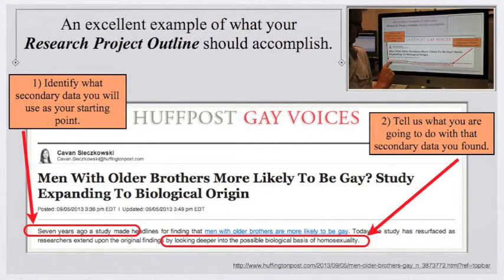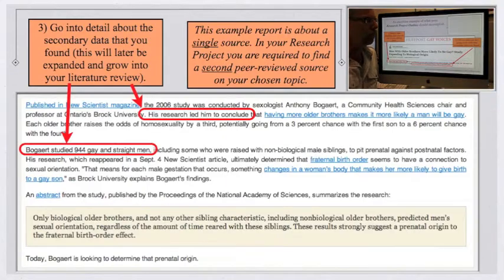So here, 7 years ago, a study made the headlines. So there is a study that was done 7 years ago. That's your starting point. You've got that data as secondary data. Tell us what you are going to do with that secondary data you found. Well, here, by looking deeper into the possible biological basis of homosexuality, what happens with the mother biologically that increases the likelihood that a boy will be gay if he has older brothers.